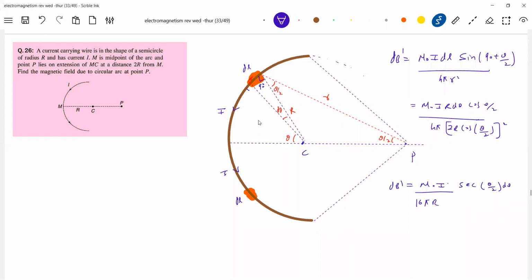Like this, shall we assume one more element? Tell me what shall we do here? The resultant one. We'll add up the net field. This is due to one element. Due to two elements, it should add up. So therefore the net field at point P should be equal to 2 dB dash. So everything will come outside, 8 pi R.